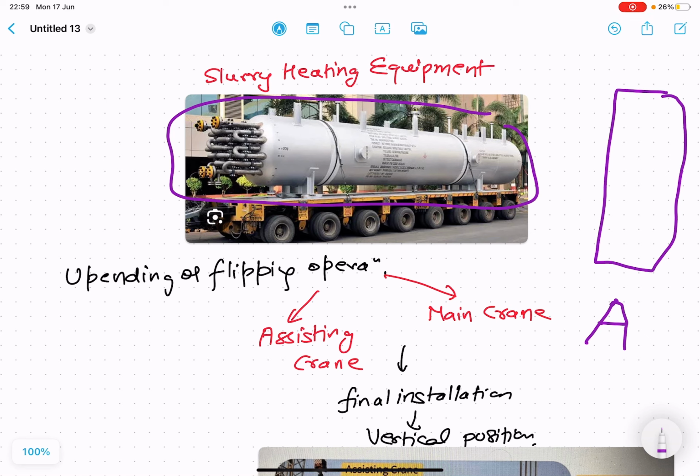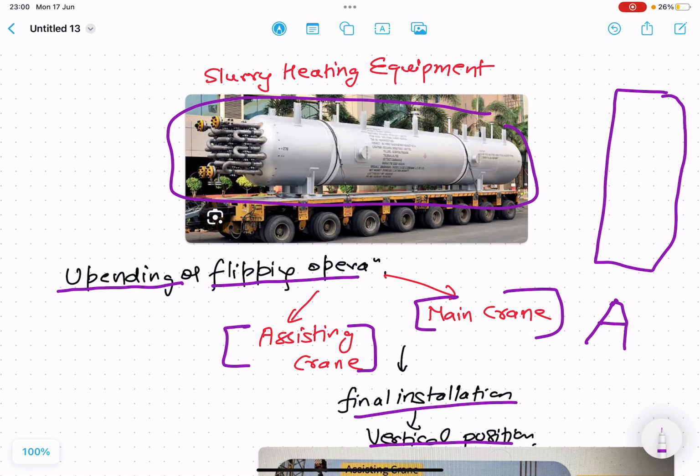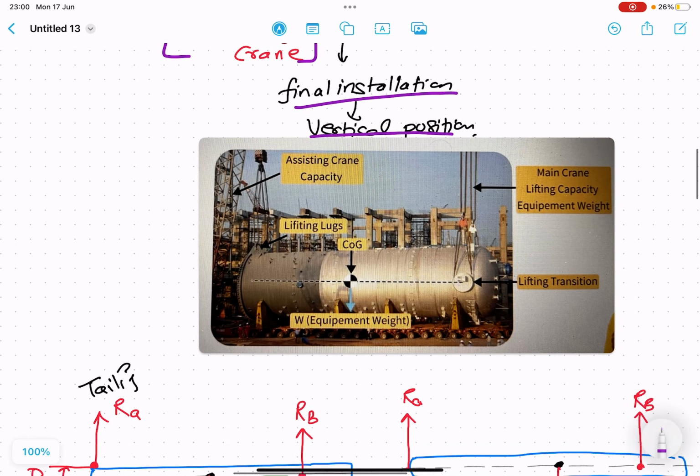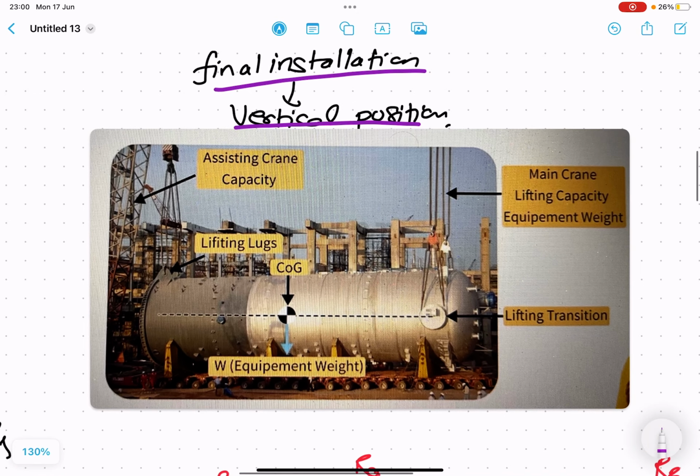Such an operation is called an appending operation or flipping operation, and basically two cranes are used. It is a special case of tandem lifting. One is the assisting crane, also called the tailing crane, and the other crane is the main crane, and the final installation is in the vertical position. Is it clear? So here we will discuss this operation.